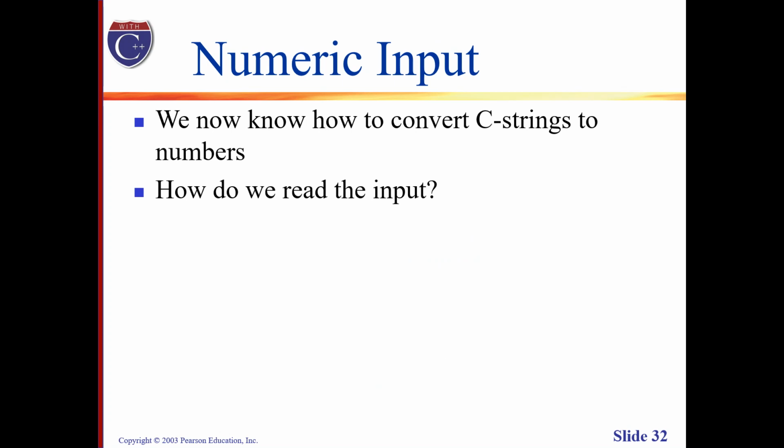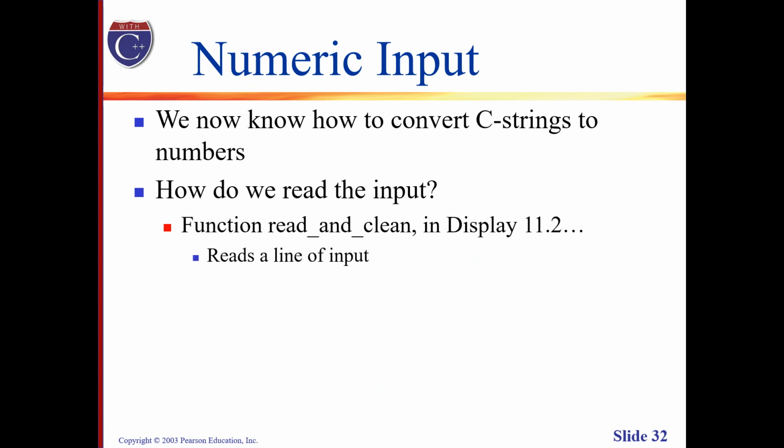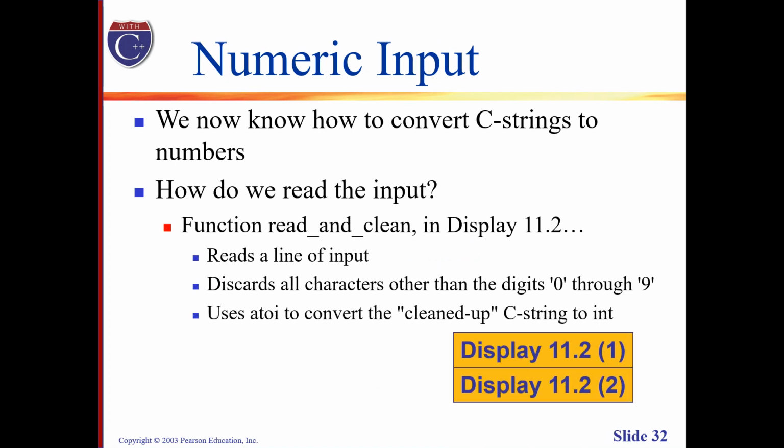So how do we read the input? There are various ways to do that. So let's take a look at this example. In this case, program 11.12 would read a line of input using the function read_and_clean, then discard all characters other than the digits 0 through 9, and use atoi to convert the cleaned up C string to an integer. Let's take a look at the example.